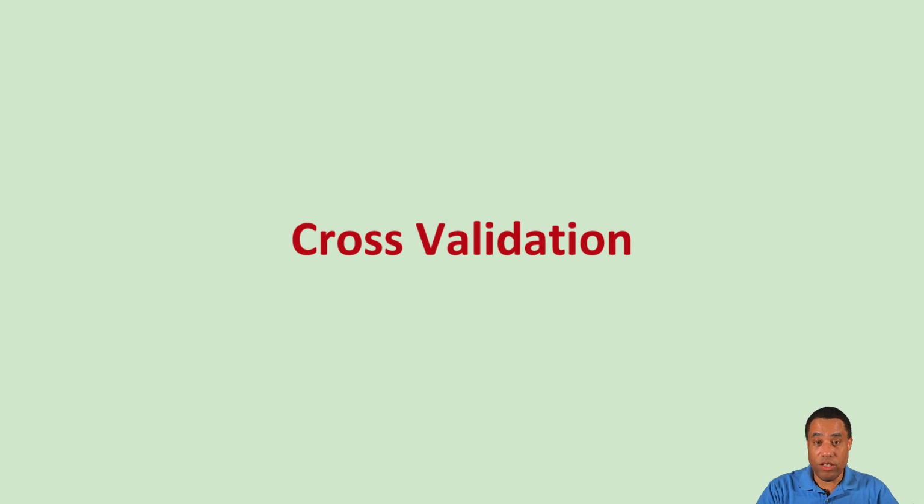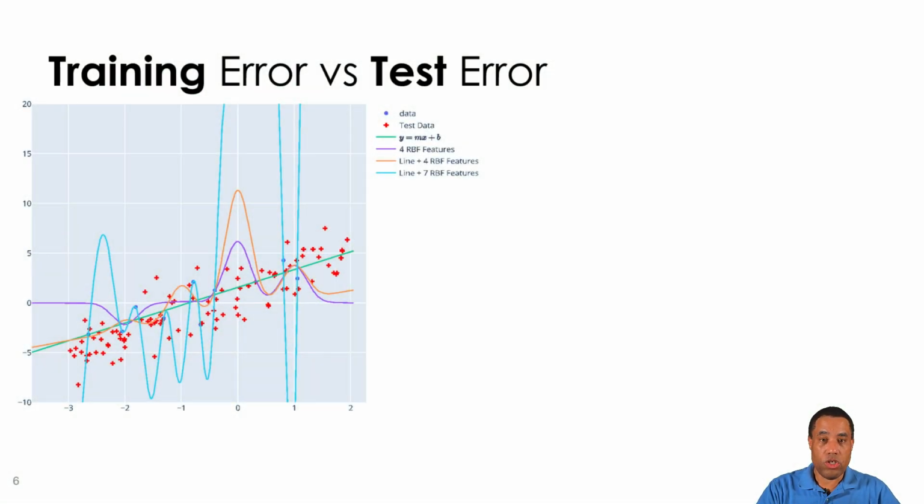So now let's dive into cross-validation. Here is a plot of some data. We have the data points in purple, and there are only a few of those data points. And then we have models that we fit to those data points of increasing complexity. We start with a simple linear model, that's the green line here. And then we introduce radial basis functions. The purple line is one that has 4 radial basis function features. The orange line is radial basis function features combined with a linear model, so 4 features.